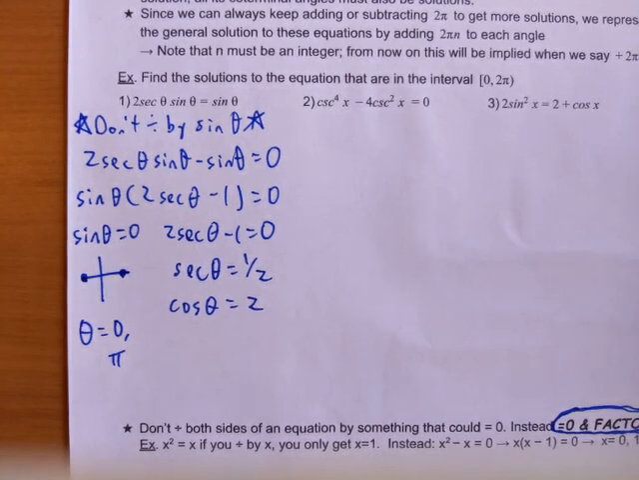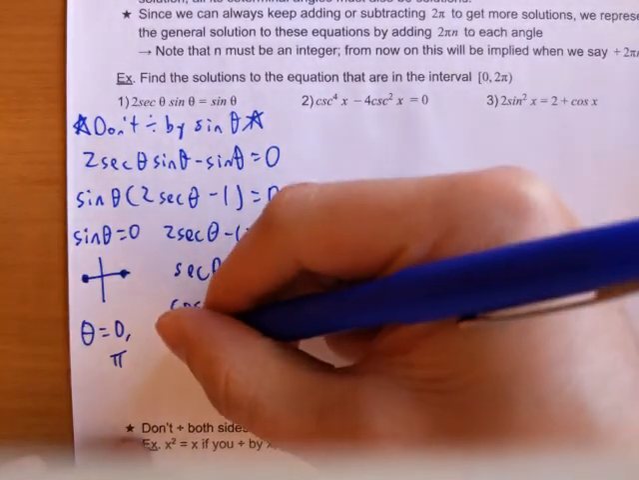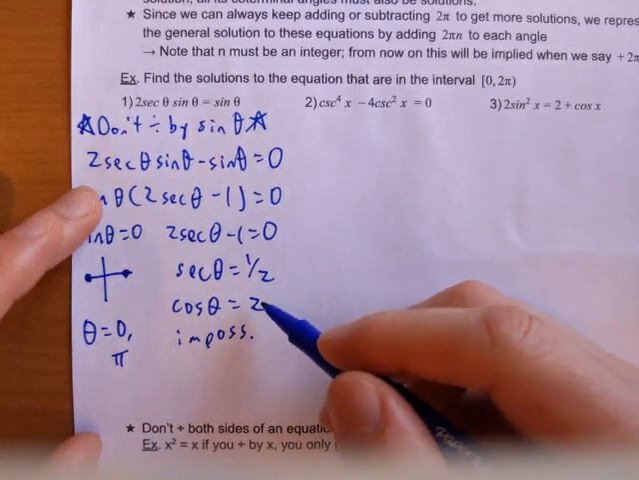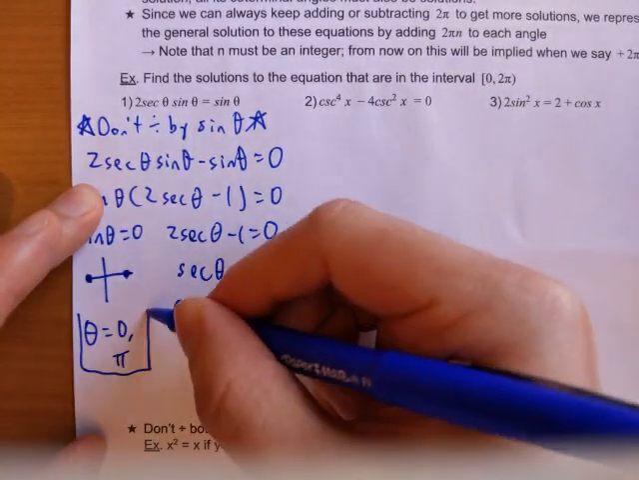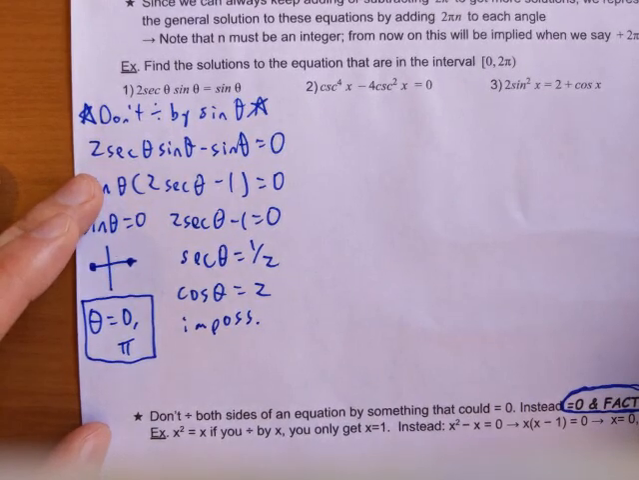We want cosine of theta to equal 2. We want the x-coordinate on the unit circle to be 2. Well, that's actually impossible. This branch of the equation doesn't give us any solutions. This right here is the final answer, just 0 and pi.